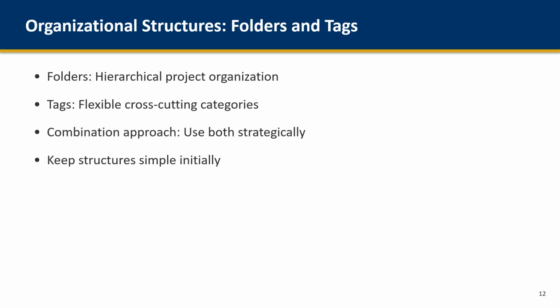Start with simple structures. It is tempting to create elaborate hierarchies and dozens of tags from the beginning. This complexity often becomes burdensome. Begin with a few broad folders and essential tags, then add granularity as you discover what you actually need. Your organizational system should evolve based on use.